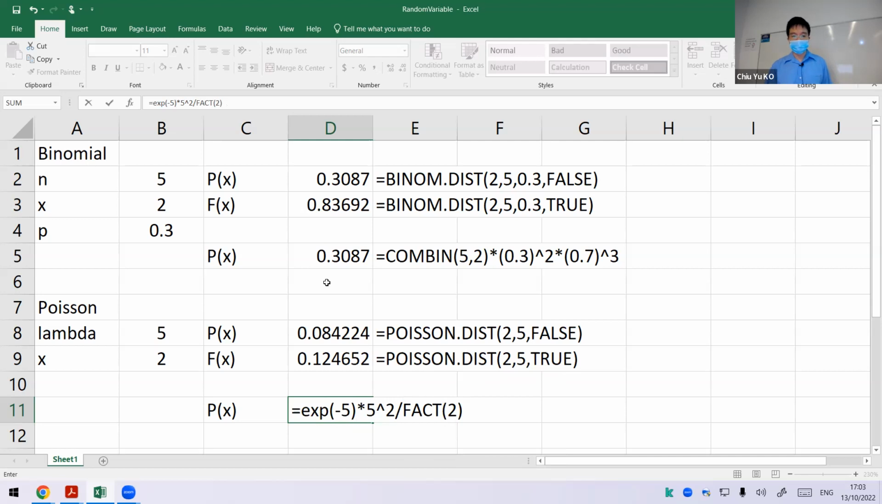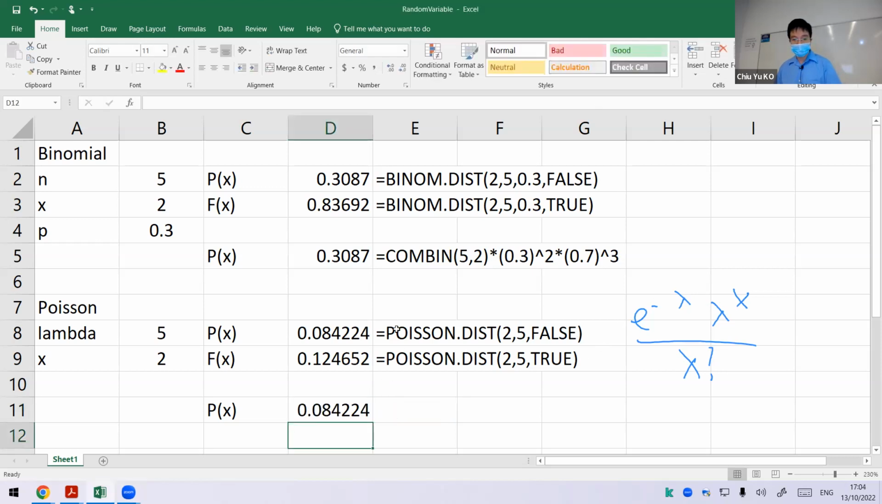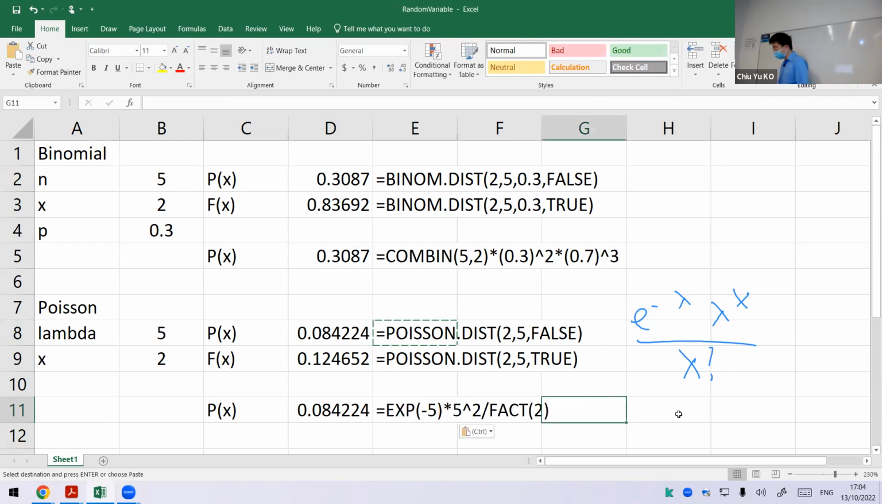Okay, the reason is because the formula is this, right? e to the negative lambda, lambda to the x, over x factorial. Okay, so that is the formula, if you remember. So actually that's why that gives you the same answer. That is how you understand what's going on.